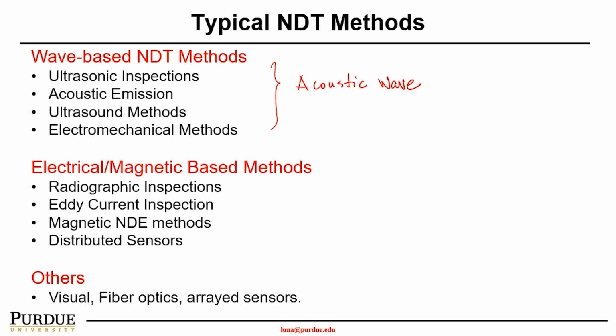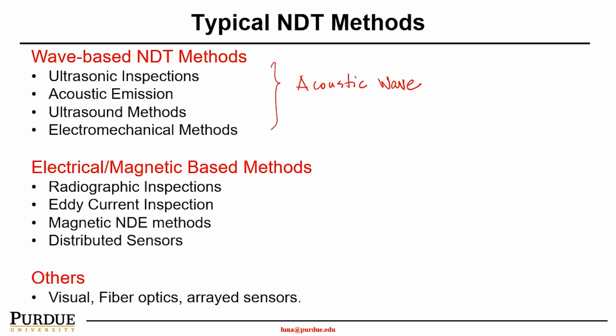The other type is electrical or magnetic based methods, which typically include eddy current, thermographic, radiographic, and distributed sensors. Another type is visual inspection, fiber optics, and array sensors.